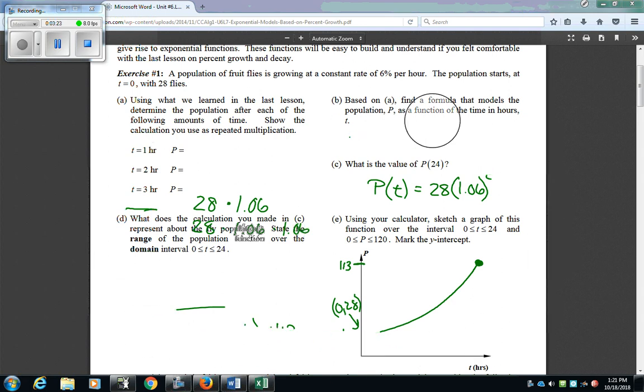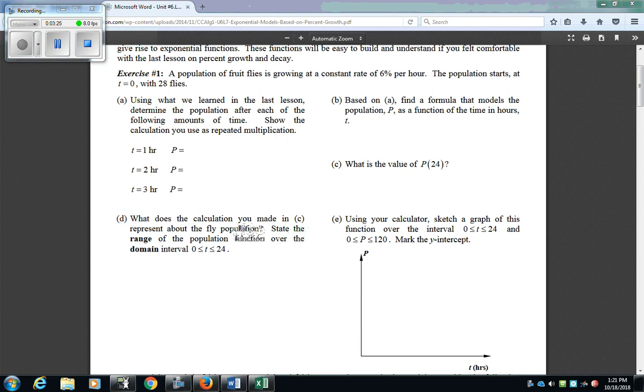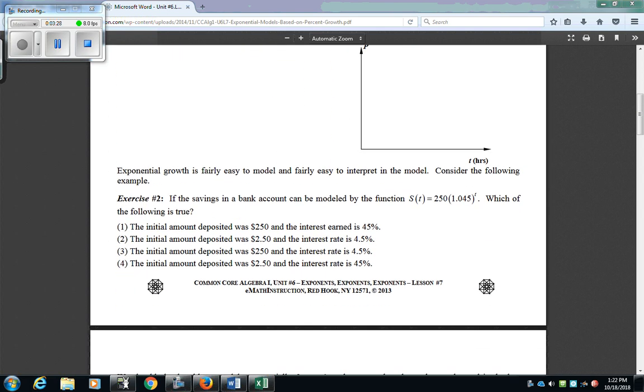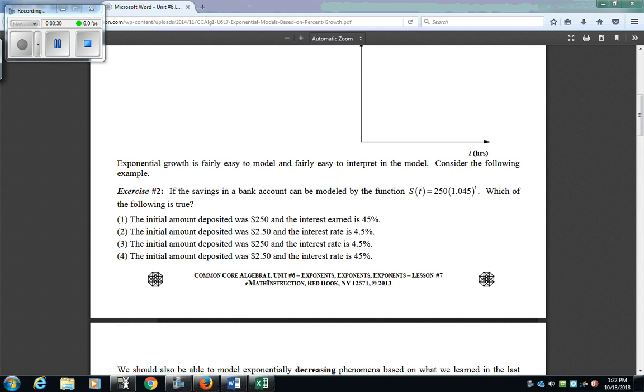Now, we're going to look at a couple examples of multiple choice questions where you have to write an equation or determine what the equation means. In this case, for exercise 2, we have the savings in a bank account being modeled by this function. A couple things that we know: savings is going to be your answer, and t, I'm assuming, is time. In this question, we have $250 as an initial amount. So I can cross out 2 and 4 because those both say $2.50.